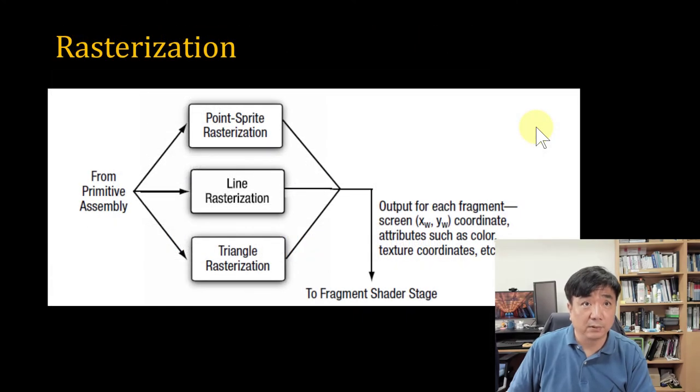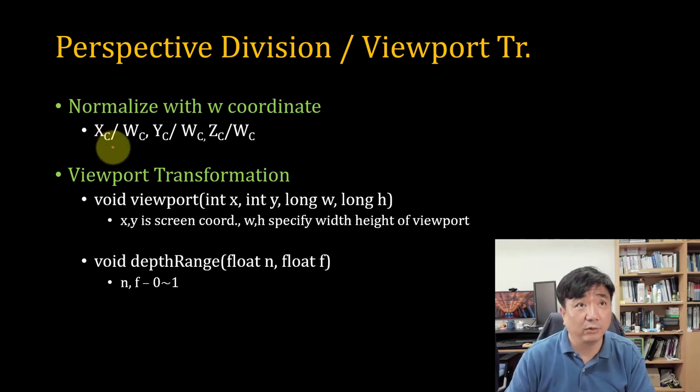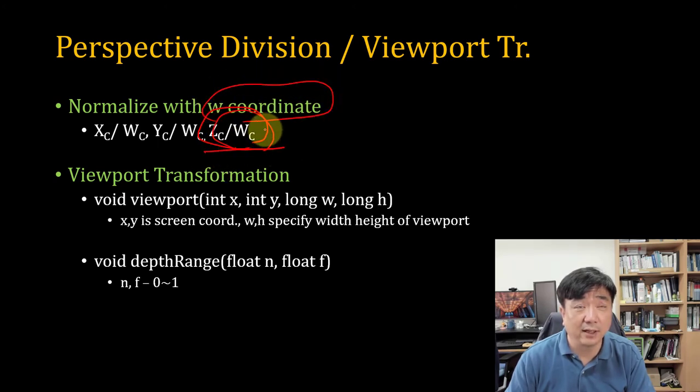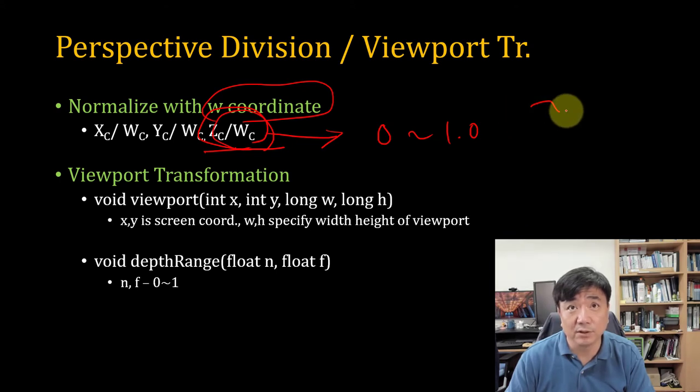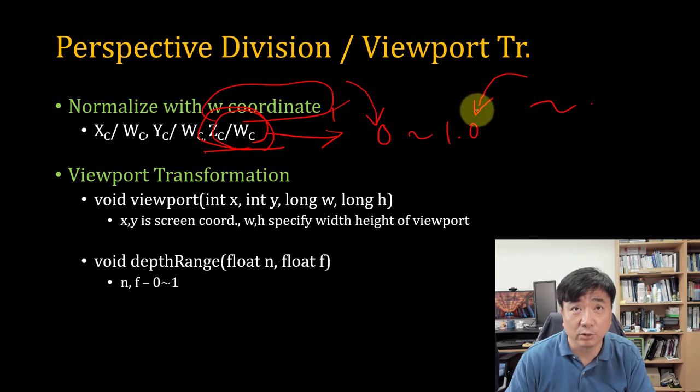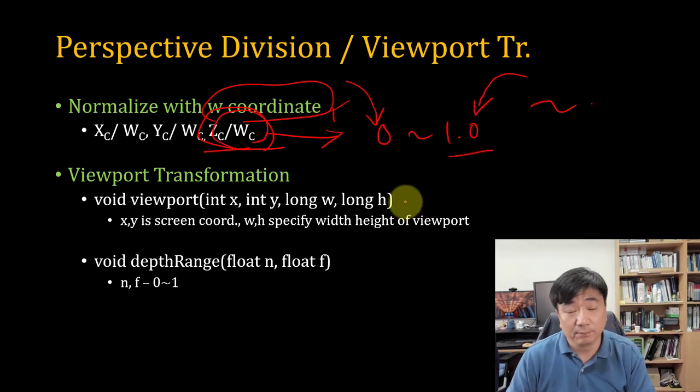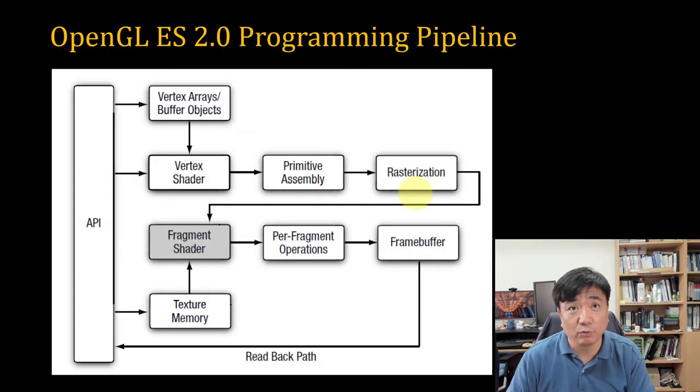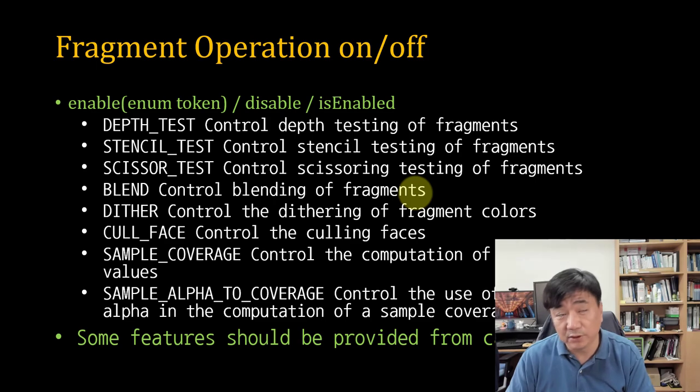Yes, in per-fragment operation, we calculate the depth value by dividing with the homogeneous coordinate, the W coordinate. Then that depth value will be changed into the range 0 to 1.0. Maybe it is possible to be bigger than 1.0 or less than 0.0, but it will be clamped to 0, and if it is bigger than 1.0, it will be clamped to 1.0. So the depth value will be in the range 0.0 to 1.0.